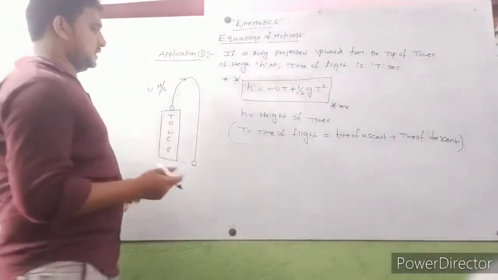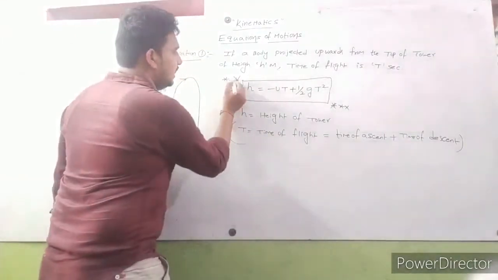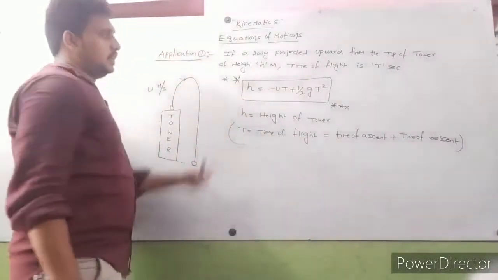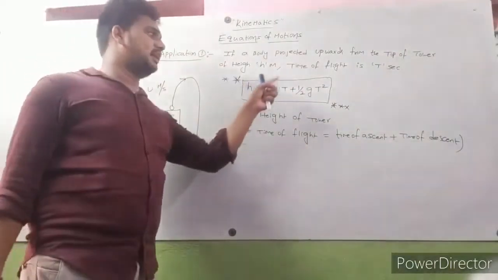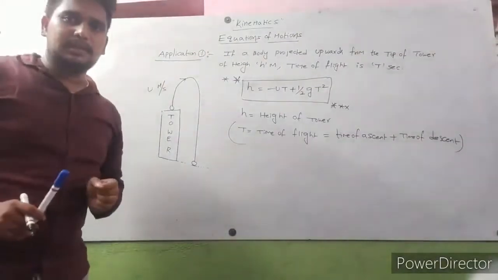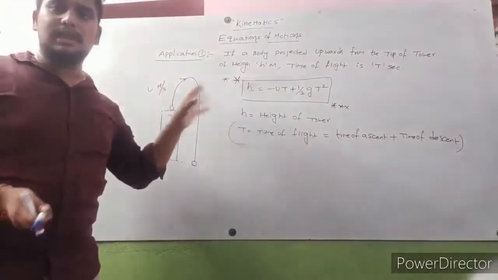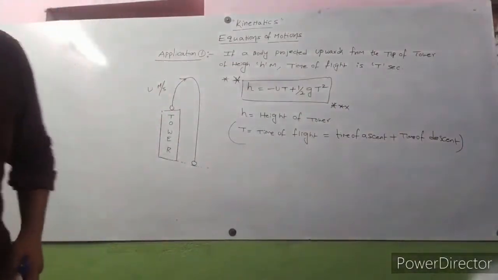Okay, so next. This is a very important formula. By using this formula, we can easily find the time of flight and h. So now we discuss a small example. After completion of this example problem, we will get a clear idea about this application number 1.